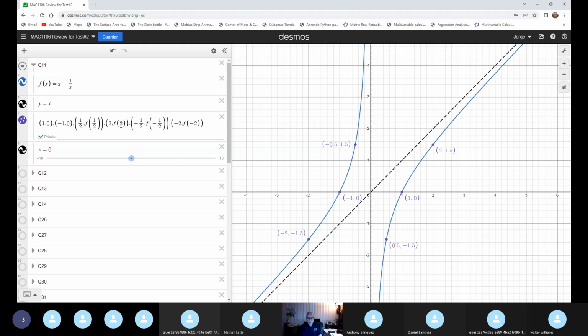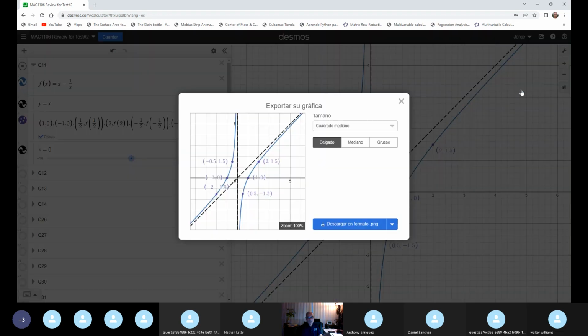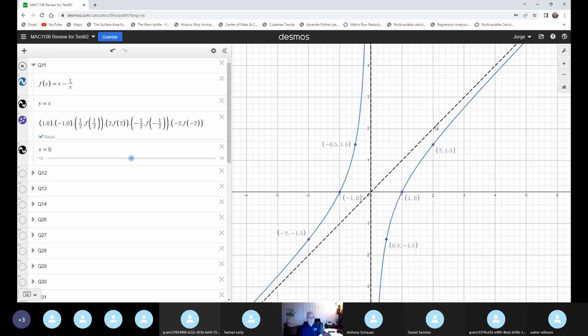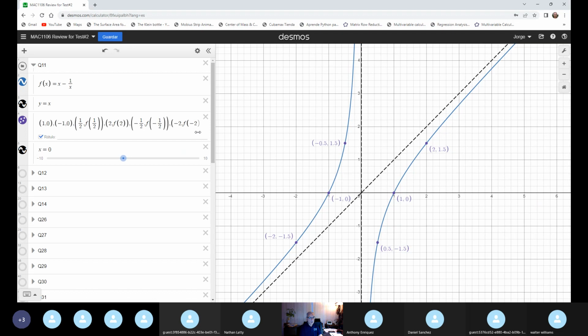Now, if you want to present this to me in the reading test, you click here, share, the graphic part. You export it, and you can modify the size, whatever you want, and you download it and attach it to my paper. Cool? Everyone follow me? Everyone understand that part?